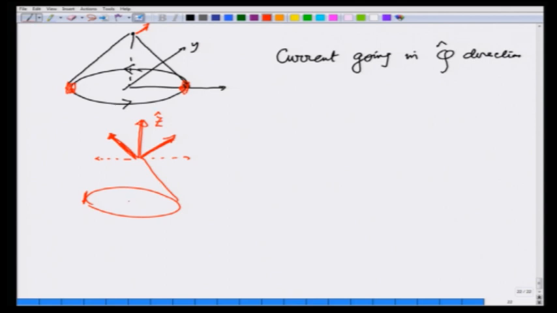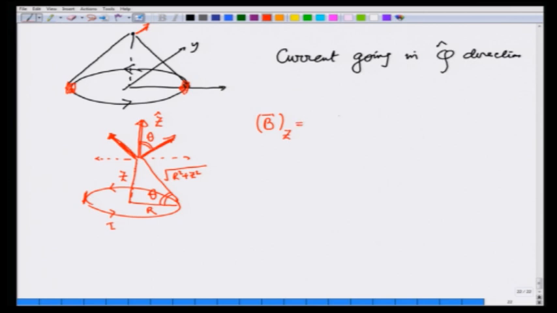So, let us calculate that. What I will do is calculate the z component and add it. This distance is r, current is I, this distance is going to be square root of r square plus z square, and this height is z. Let this angle be theta, so that this angle is also theta.